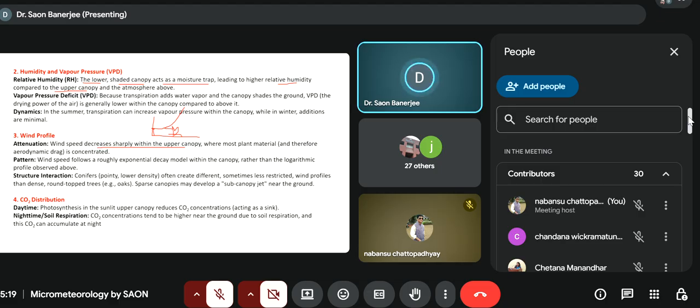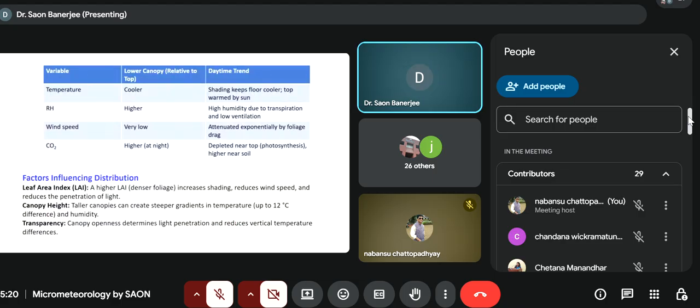Now, carbon dioxide distribution, how does it happen? Through photosynthesis, the canopy reduces the carbon dioxide concentration, and the crop acts as a sink. At night time, the soil and the crop respire, and for that reason the carbon dioxide concentration is higher near the ground. So carbon dioxide also has a difference in distribution. But how we can measure the distribution is the main thing.